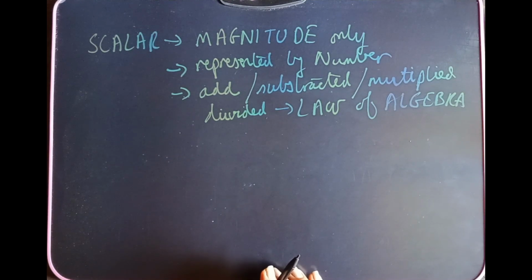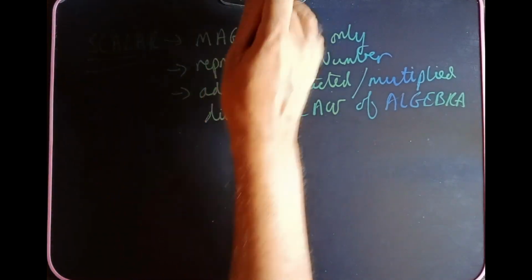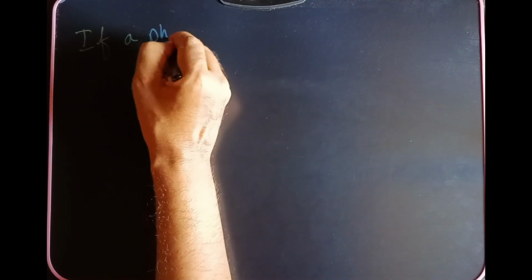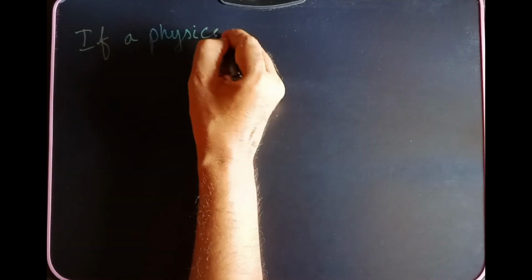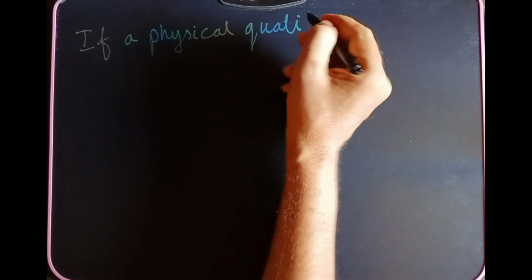Now let us go to the next part. I'll clear this. This is for scalar. Now we are going to talk about vectors. This is going to be about vector. I'm going to define.